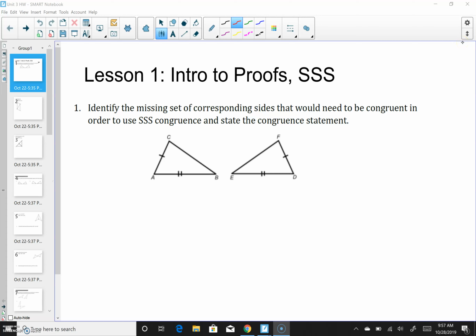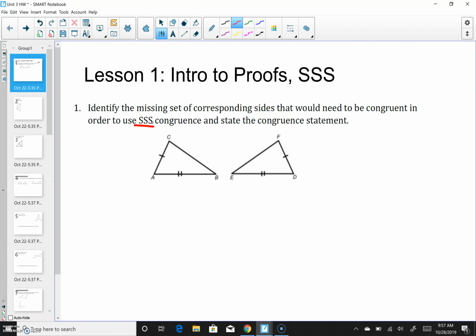In Unit 3, we're going to spend time talking about our triangle congruency proofs, and Lesson 1 talks about our first one, which is side, side, side. The first question wants us to identify the missing set of corresponding sides that we would need to be congruent in order to use our side, side, side congruence.